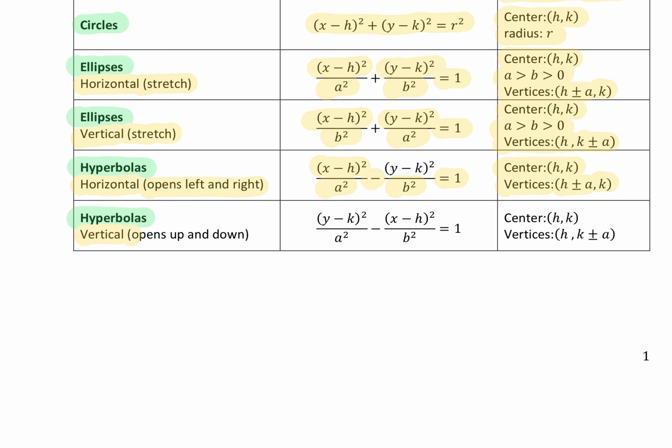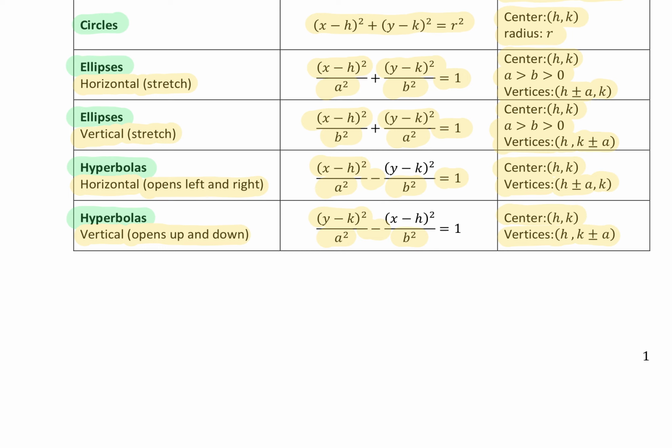So a vertical hyperbola opens up and down. That just means that in the subtraction, y comes first. Again, it doesn't matter which is larger, a or b. If the y is first, it's a vertical hyperbola. The center is still (h, k). So you notice the center is (h, k) for all of them, except for the parabolas, where the vertex is (h, k). And since the y comes first, we're changing the y value in the vertices. The x value stays the same.